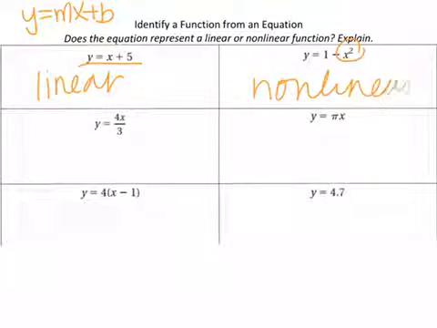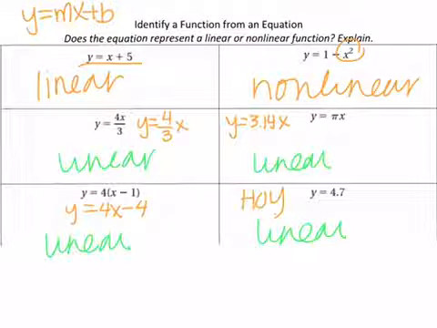Go ahead and try the next four on your own. See if they are, in fact, a linear function or nonlinear function. Remember, they're only linear if you can put them into slope-intercept form. Check back and see if your answers are correct. All right, so these actually were all linear functions. I rewrote them to show you that they all went into slope-intercept form.